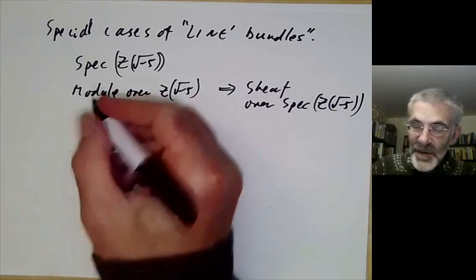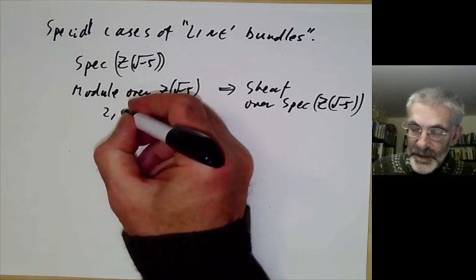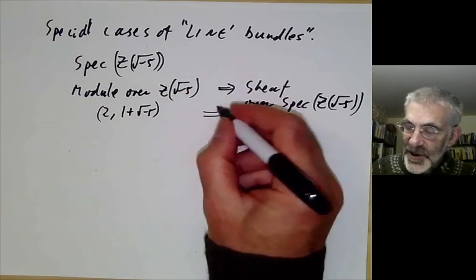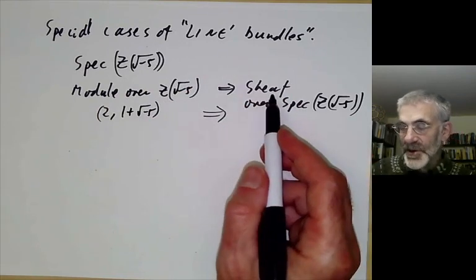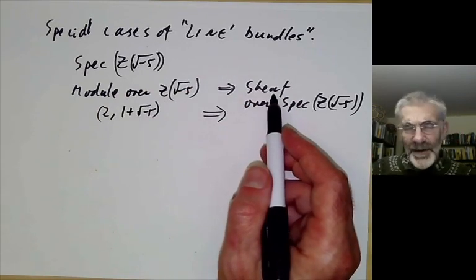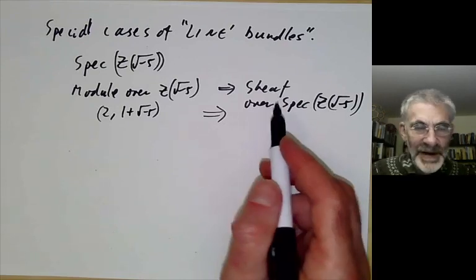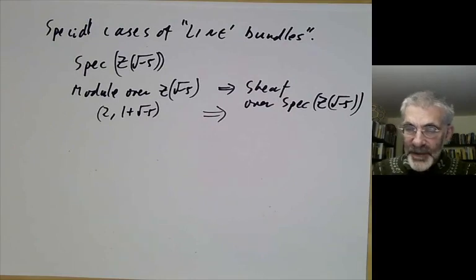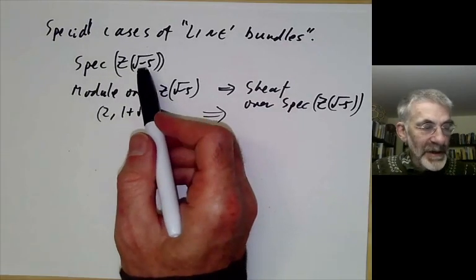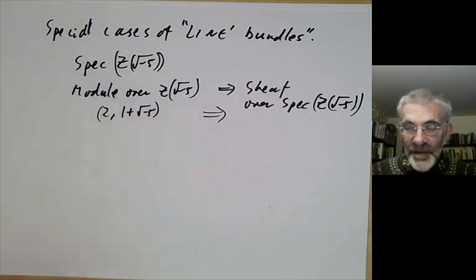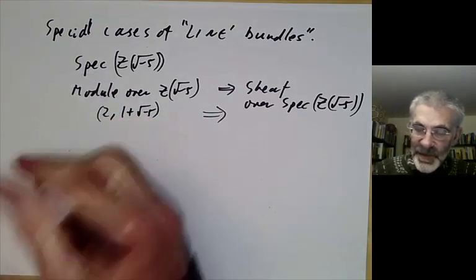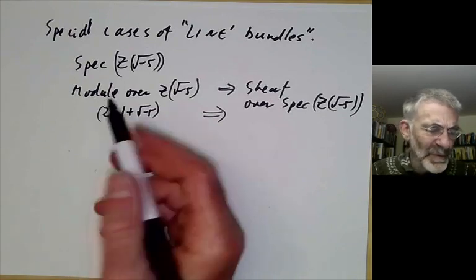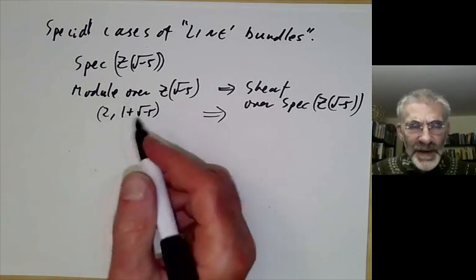But if you start with this module (2, 1 + √-5), then this actually gives you a sheaf that is more or less a line bundle. In fact, geometrically, it looks a bit like the Moebius band. So this gives a geometric way of thinking of projective modules. Projective modules look geometrically a bit like vector bundles.